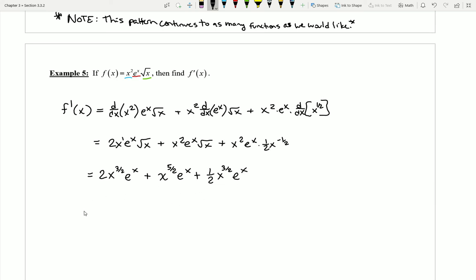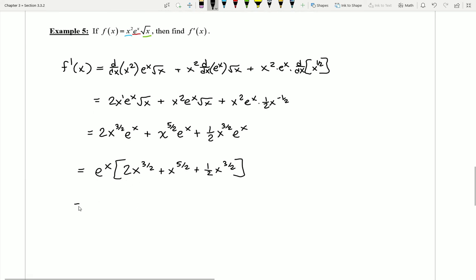Now, if I was to do this, I could even simplify further. So notice here that I have some e to the x's that are in common, so I could pull that out. That would give me 2x to the 3/2 plus an x to the 5/2 plus a half x to the 3/2. And actually these terms at the front and the back are also like terms that could be added. And so I could see that I'm going to end up with 2.5 of these x to the 3/2. Or if I write that as a fraction, again, that's 5/2.